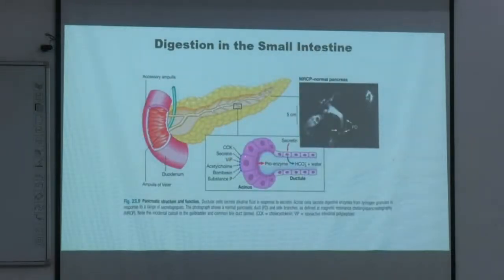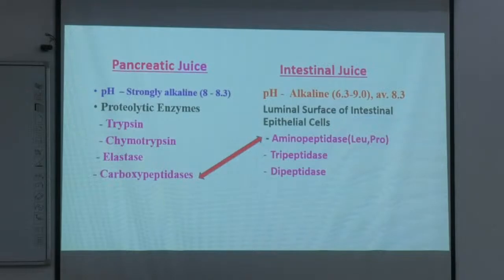Bicarbonate rich solution is produced. So this you note down, only this part. Only difference you note that pancreatic juice is strongly alkaline. It contains trypsin, chymotrypsin, elastase and carboxypeptidase.